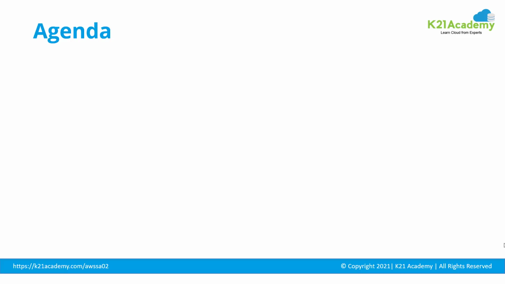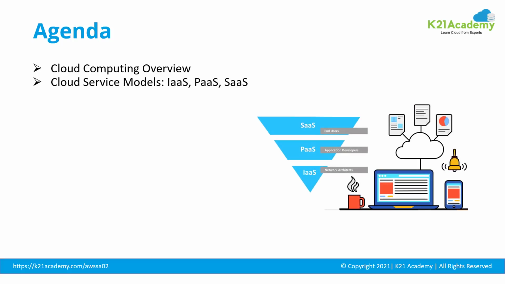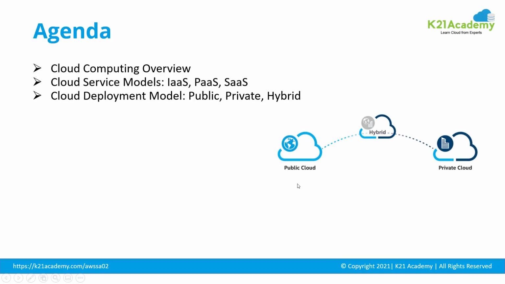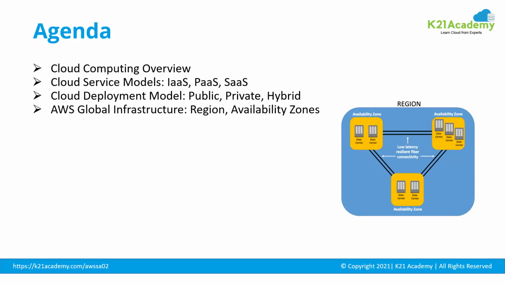Now let us take a quick glance at the agenda. So we will begin with cloud computing overview. And then we will look at cloud service models, which are infrastructure as a service, platform as a service, and software as a service. And then we will look at cloud deployment models, public, private, and hybrid cloud. And then we will look at AWS Global Infrastructure Services. What does a region and availability zones mean?